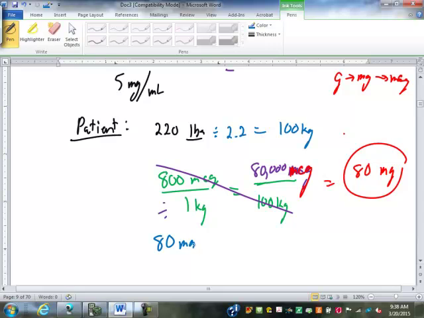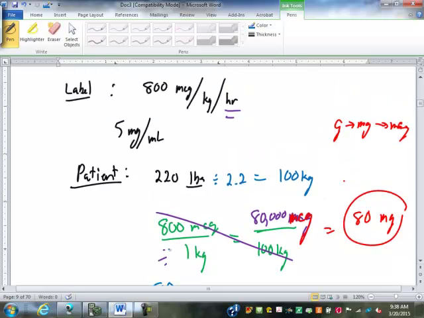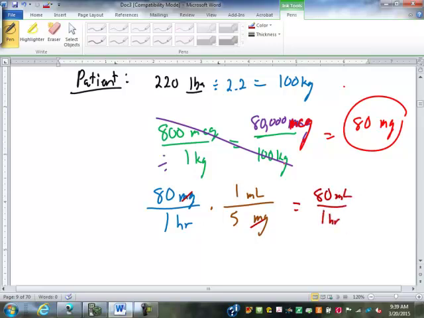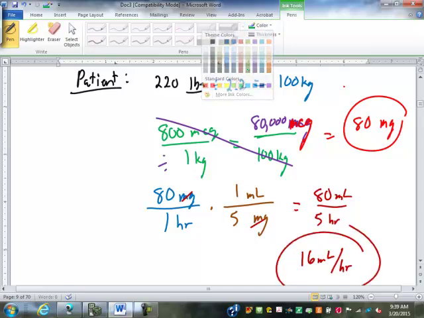So now we're going from that 80 milligrams. Is there anything else attached to that 80 milligrams? Yes, it's per hour. We didn't have that in our proportion, but it is still there. So it is 80 milligrams per 1 hour, and it was 5 milligrams per 1 milliliter. So the milligrams are gone. It's now 80 milliliters per hour, or per 5 hours, I should say, or 16 milliliters per hour. This one didn't specify what the length between doses is, so we're just going to leave it at 16 milliliters per hour.